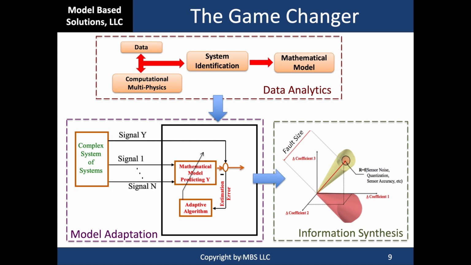Finally, the resulting model adaptations are processed using information synthesis to quantitatively estimate the system health by estimating the size of the problem, noted as fault size, and identifying where the problem is located, noted as the colored conic sectors. The latter is called isolation. The employment of a physics-based model minimizes false positives and eliminates the need to have a faulty data set.